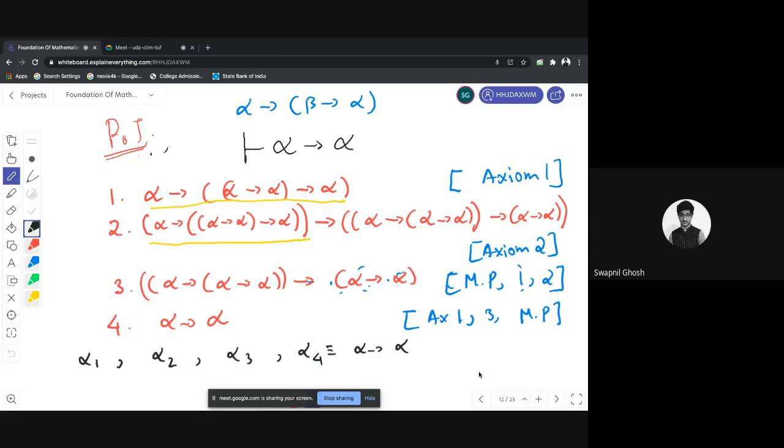But we are not bothered in this lecture about its implications in computer science. What we want to understand is its implications in the foundation of mathematics.